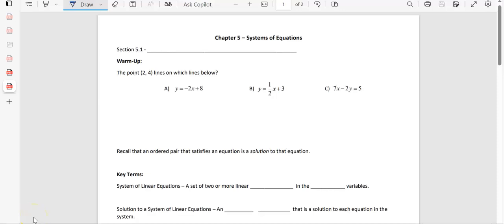Hello everyone. Today we are starting chapter 5, and in this unit we're going to do a lot of lessons in a lesson style, where I'm going to give you the notes for homework, and then when we get into class we're going to practice the skills that we're learning.